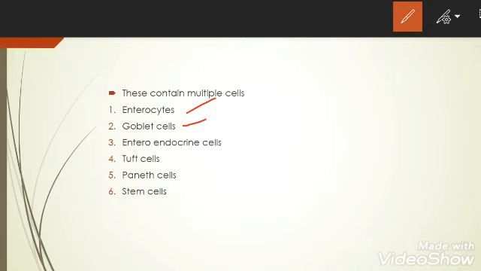Next you study about the tuft cells. Tuft cells are somewhat similar to enteroendocrine cells because these are chemosensory in function. They have a sensory system which can sense chemical substances. That's why the tuft cells have a function called chemosensory function.